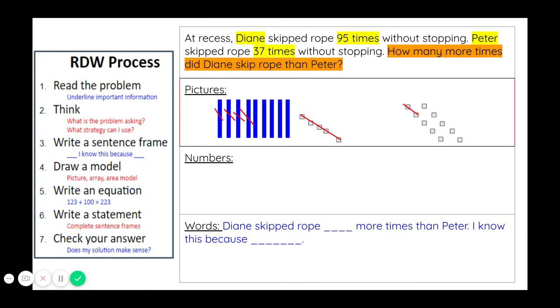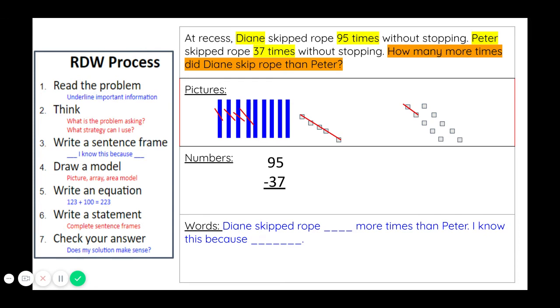Step 4 is draw a model. I used base 10 blocks. So first, I drew 95 in base 10 blocks, 9 10s, 5 1s. And then I crossed out 37 to take away 37. However, when I tried to cross out 7 1s, I didn't have enough. So I needed to borrow and regroup one of the 10s. So I'm left with 10, 20, 30, 40, 50. 51, 52, 53, 54, 55, 56, 57, 58.